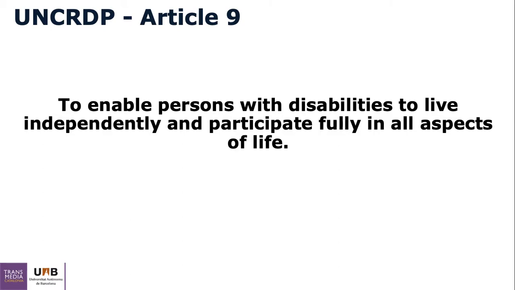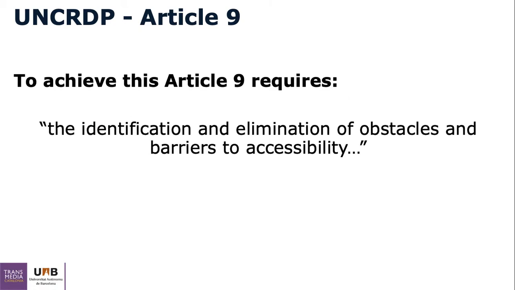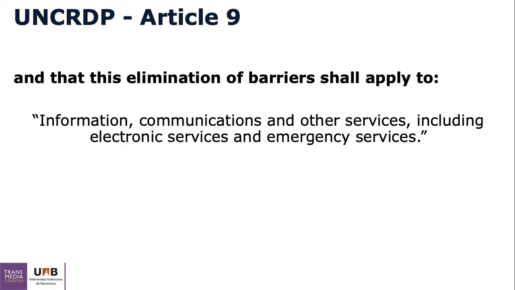Article 9 is about accessibility, and it highlights the right to enable persons with disabilities to live independently and participate fully in all aspects of life. To achieve this, Article 9 requires the identification and elimination of obstacles and barriers to accessibility, and that this elimination of barriers shall apply to information, communications, and other services, including electronic services and emergency services.